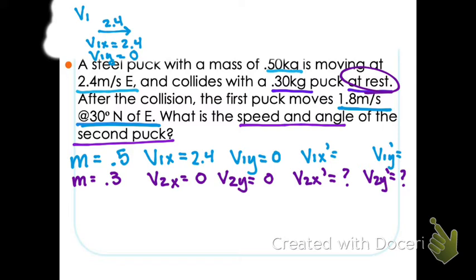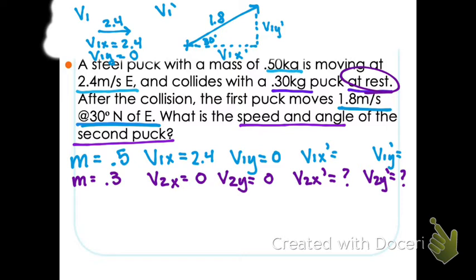Okay, so I'm going to draw this vector up here. This is v1 prime. North of east means my angle goes here. And what would my sides be called here? If this is v1 prime, right? This hypotenuse is my 1.8. But what would I call this side right here? Not x. Oh, yep, v1y prime. And my x side would be v1x prime.